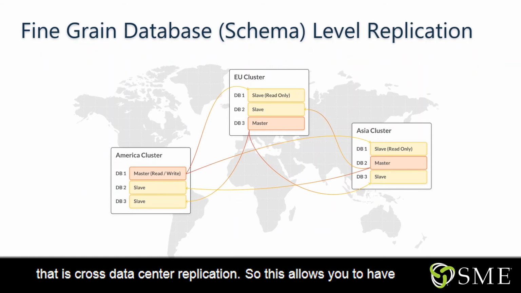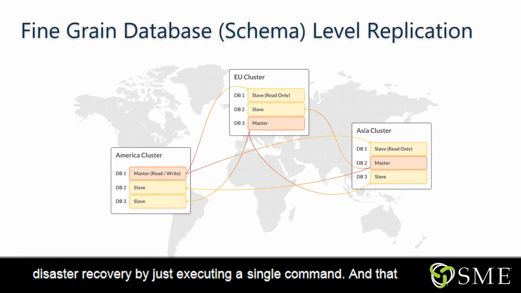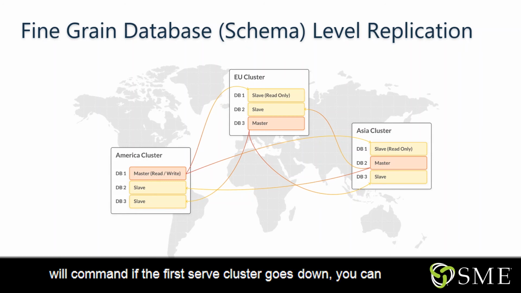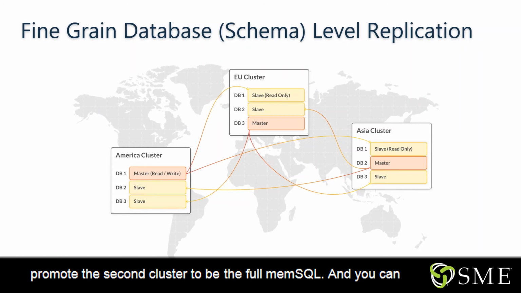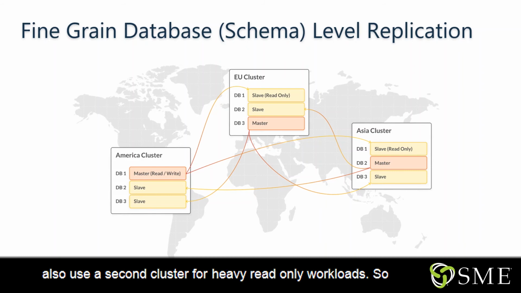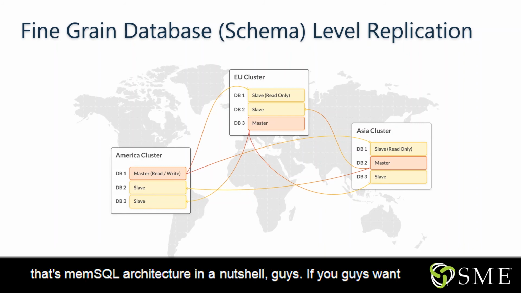Now, there's one more very important architecture type that I want to discuss, and that is cross data center replication. So this allows you to have disaster recovery by just executing a single command. And that command, if the first cluster goes down, you can promote the second cluster to be the full MemSQL. And you can also use the second cluster for heavy read-only workloads. So that's MemSQL's architecture in a nutshell, guys.